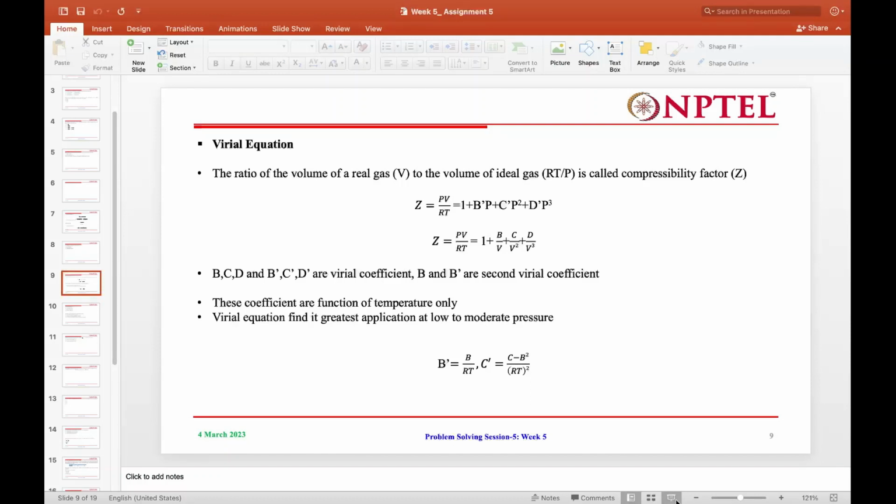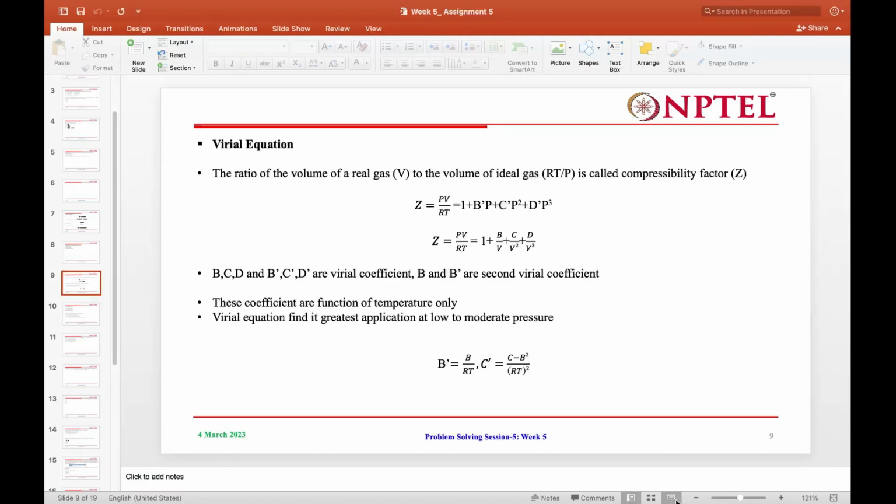So can someone try to solve? How would we solve this? So this is based on the virial equation of state. Z, this is the compressibility factor, is 1 plus B dash P plus C dash P square plus D dash P cube, right? Now differentiate with respect to pressure, dz by dp at constant temperature, is B plus twice C dash P and 3 D dash P square, right?